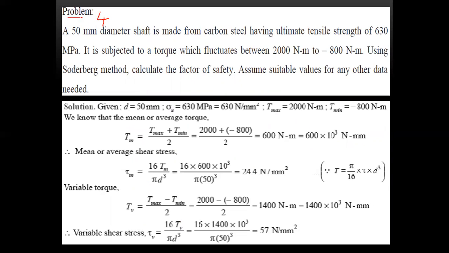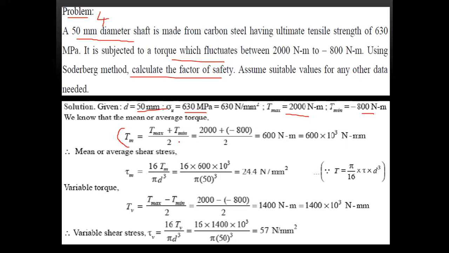Problem 4. A 50 diameter shaft is made of carbon steel having ultimate strength and subject to a torque that fluctuates. Using the Soderberg method, calculate the FOS. Diameter d is given 50, strength is given 630, T max is given 2000, T minimum is given minus 800. Therefore, this is equal to T max plus T minimum by 2.